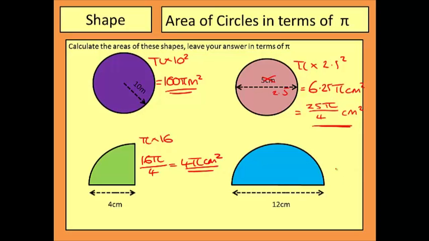In this fourth and final question, again I'm not interested in the 12, I need to be using the 6 because that's actually my radius, so I do pi times 6 squared, which is 36 pi. Now I don't want that because that would be the area of the whole circle, so I'm going to need to divide it by 2, which means it will simplify down to 18 pi centimeters squared as my final answer.